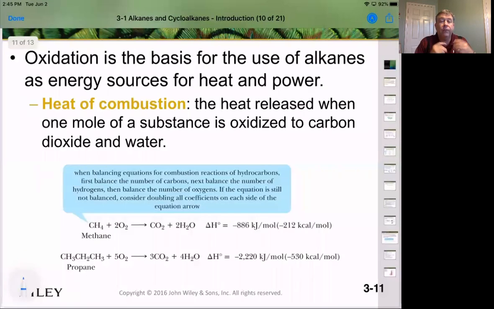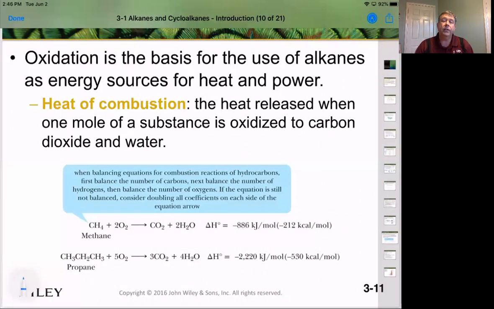Okay, one of the few things that these things can do is that they can be oxidized or burned. The carbon-hydrogen bond is a nonpolar bond. It's fairly strong, and therefore there's not a lot of chemistry that goes on with these materials. So the primary type of reaction that these alkanes do would be combustion. We can take methane, a hydrocarbon, and oxygen and burn that.